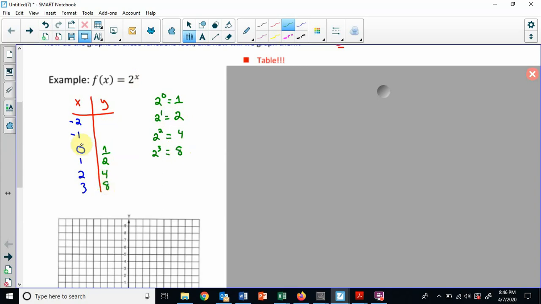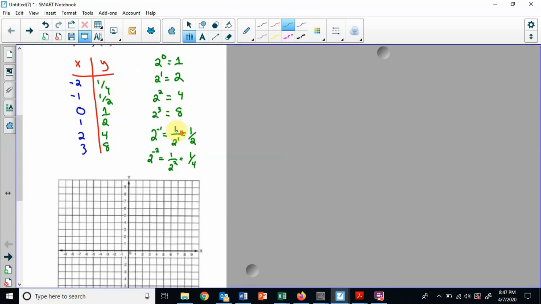Let's see, 2 to the negative 1. Can we handle that one? Remember, a negative exponent would mean that we need to put it down here on the bottom. 2 to the positive 1, which is just 1/2. How about 2 to the negative 2? 2 to the negative 2 means we need to move it to the bottom, 2 to the 2. And that becomes 1/4. Okay, so these are fractions, but we can still graph them. We'll just not be perfectly exact.